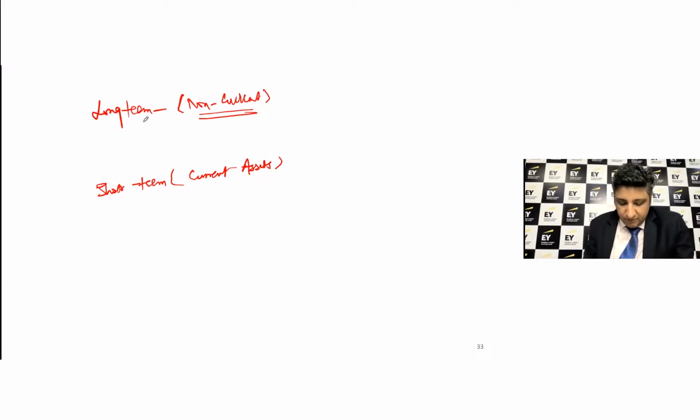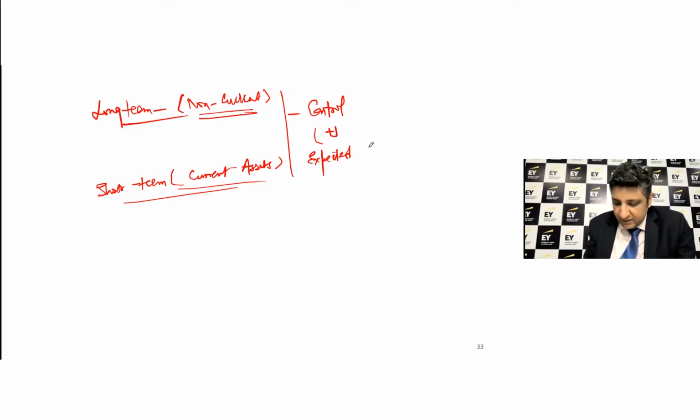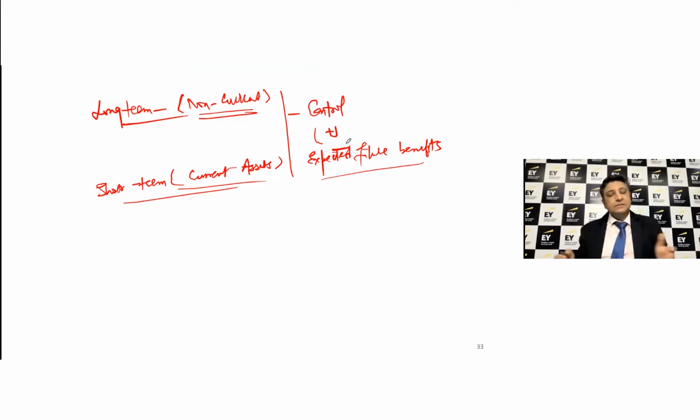But no matter the categorization of an asset, we are talking about the attributes of having control plus the expectation of future benefits. That has to be always present. Otherwise, it cannot be an asset in its context.